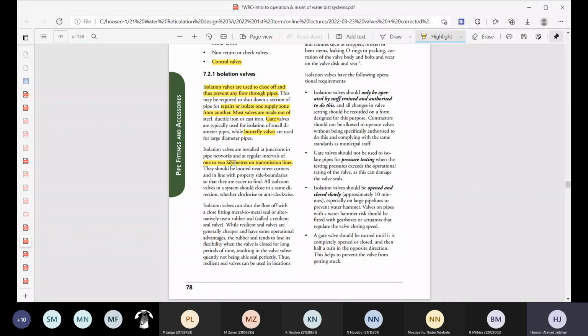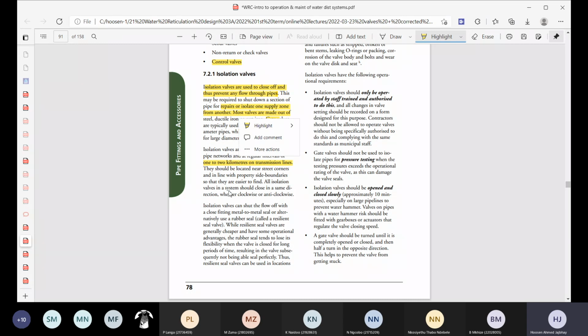The water will be cut off to a very large area. So usually the rule of thumb is about 1 to 2 kilometers, but again that depends on the design situation and what funds are available for that particular network.